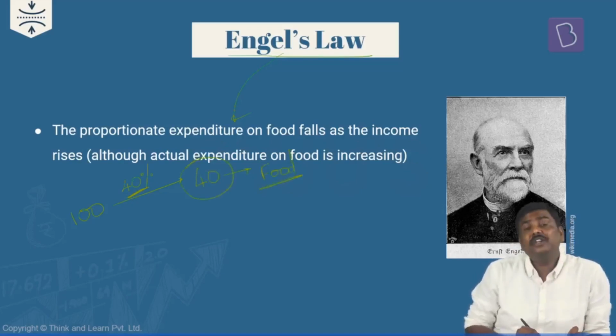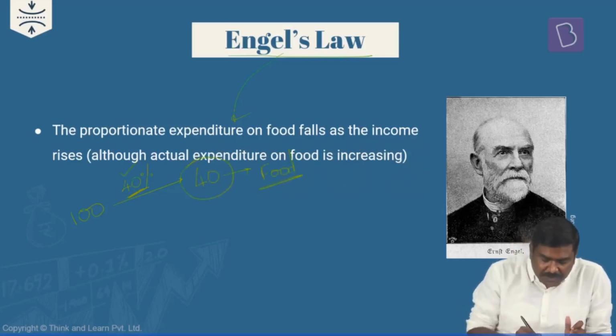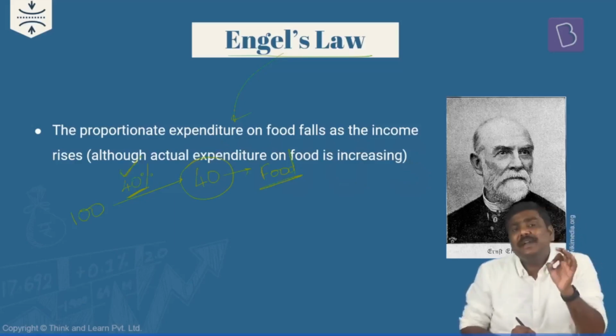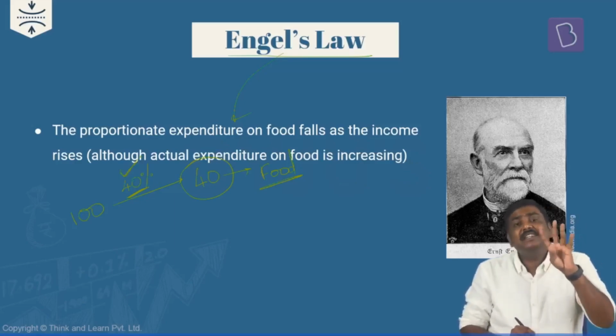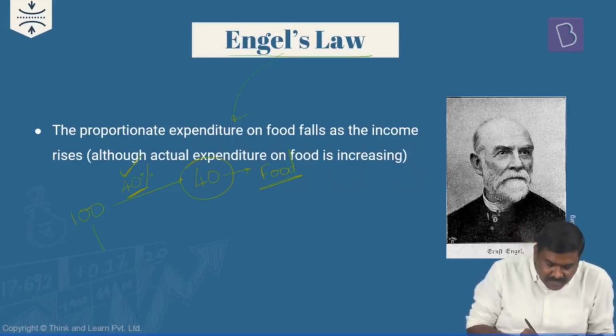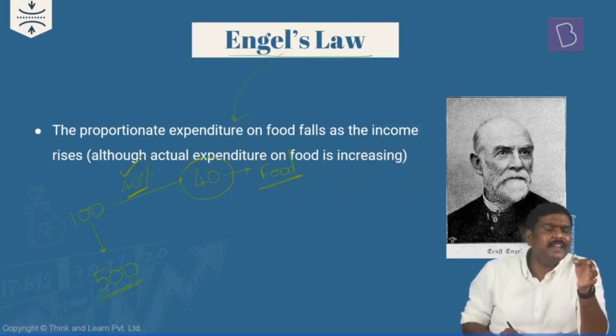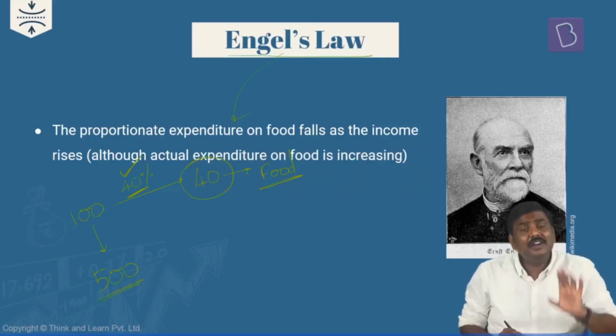And since he is spending 40 out of 100, how much percentage of income is being spent on essentials? 40% of the income. Now, when his income increases from 100 to, let's say, 500 rupees. Okay, income increases from 100 to 500.